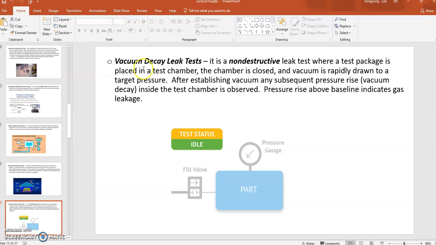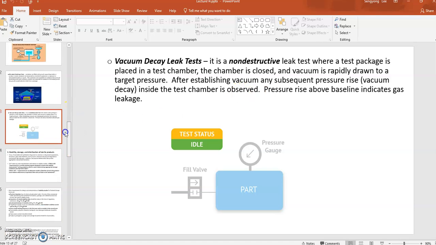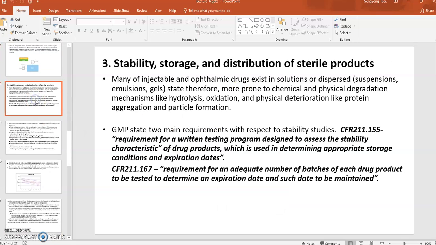The package is placed in a test chamber, the chamber is closed, and vacuum is rapidly drawn to a target pressure. After establishing vacuum, if there's a subsequent pressure rise, that's due to the leakage of the packaging. That we consider as a vacuum decay inside of the testing chamber. So that's how you can detect the leakage of the packaging material.